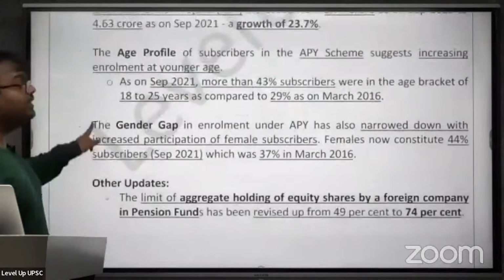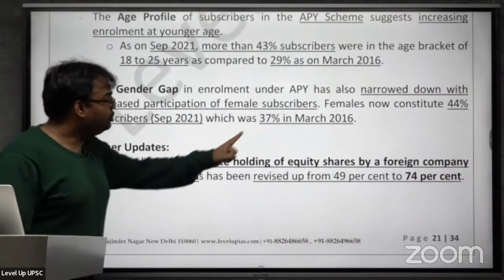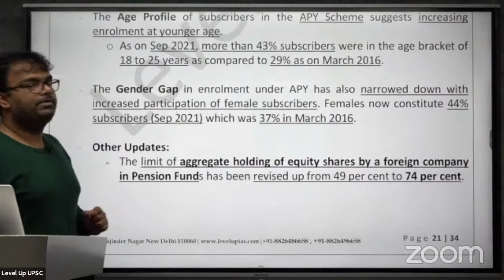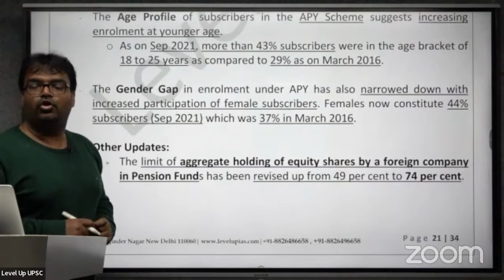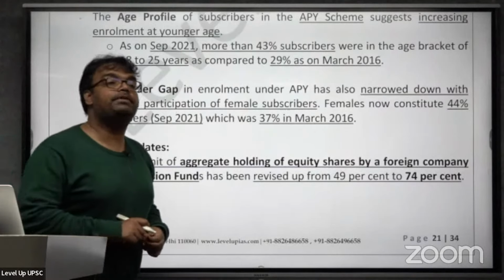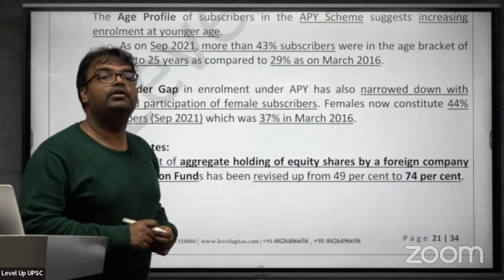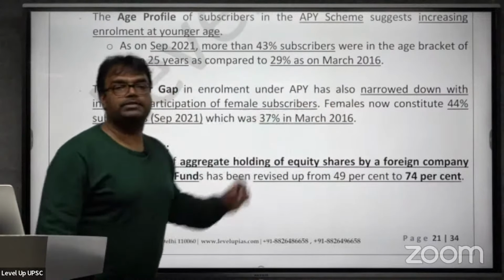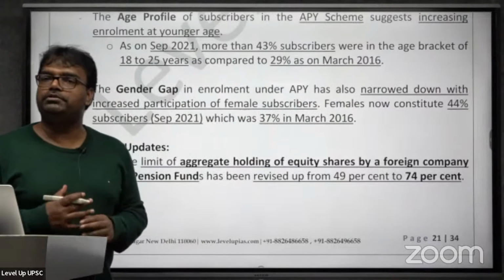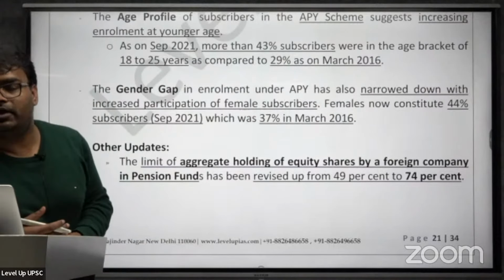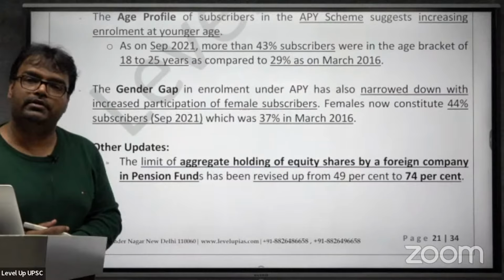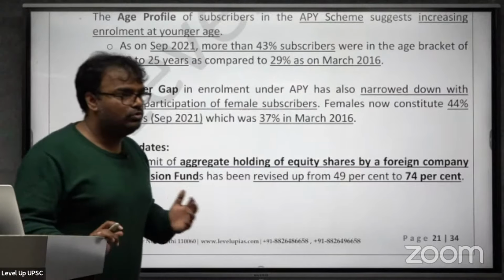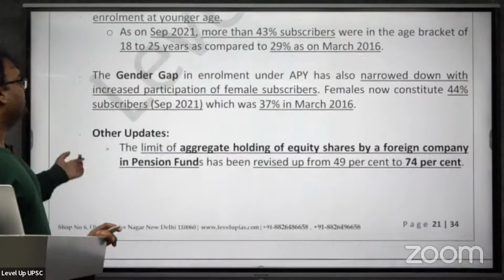Then the gender gap is also reducing. In 2016, 37% of the APY beneficiaries, Atal Pension Yojana participants, were women. That number has come to 44%. Now, 44% of the people enrolling under Atal Pension Yojana are women. So gender parity is also going up. Younger people are also participating in insurance.